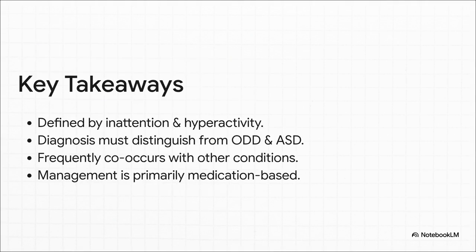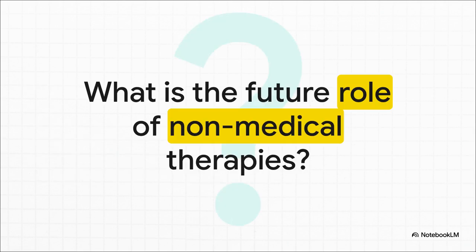So let's pull this all together. We've seen that ADHD is a very real condition, defined by those core symptoms of inattention and hyperactivity. Getting the diagnosis right is so important, partly because it hangs out with other conditions so often. And finally, the primary way it's managed, according to our source, is through a really clear medication plan. And that leaves us with one last thing to think about. Since the clinical guidelines lean so heavily on medication, it makes you wonder, what role could other therapies and strategies play in the future to provide care that's truly holistic for this really complex condition?